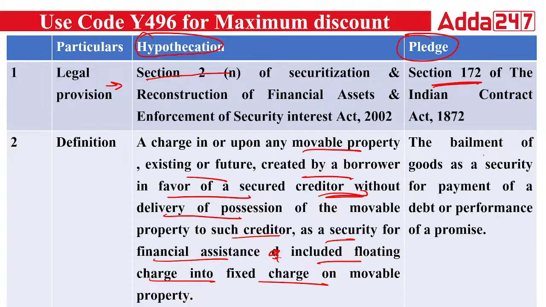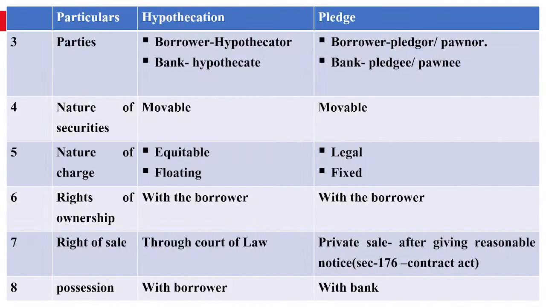And in case of pledge, it stands for the bailment of goods as security for payment of a debt or performance of a promise. So the customer has promised that we will return your loan after 5 years. If the customer has not returned the loan to the bank after 5 years, definitely the goods will be taken by the bank. Okay. Apart from that, you can see parties involved. The borrower will be called a hypothecator and the bank will be called a hypothecatee. When it comes to pledge, the borrower is a pledger or pawnor and the bank is a pledgee or pawnee.